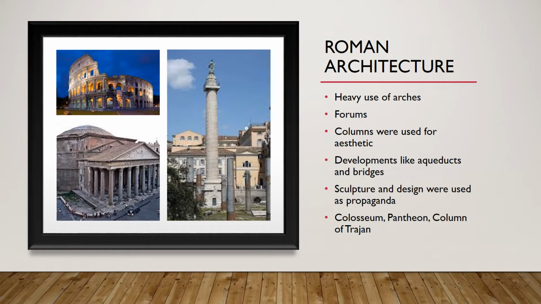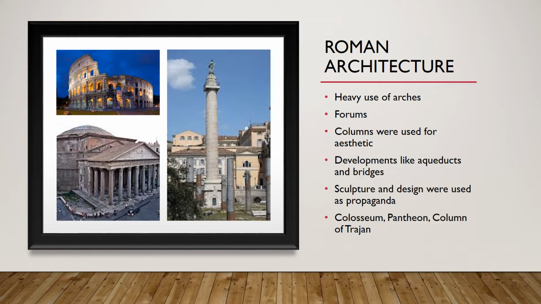The Romans took heavy influence even in architecture from the Greeks, but they kind of did put their own twist on things. They used arches much more than the Greeks did, and their use of columns was more for aesthetic than for the actual required support. Developments like aqueducts and bridges expressed technological advancements that the Greeks hadn't quite reached, and even some technologies like concrete were beyond what the Greeks were capable of.